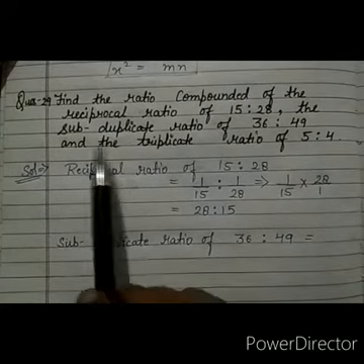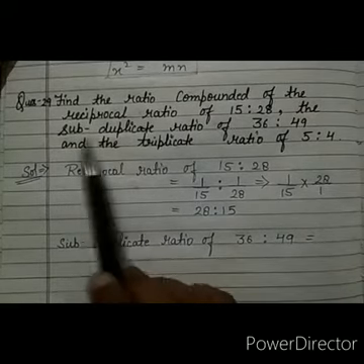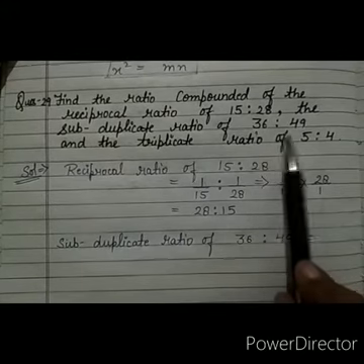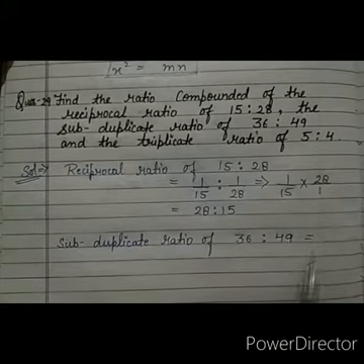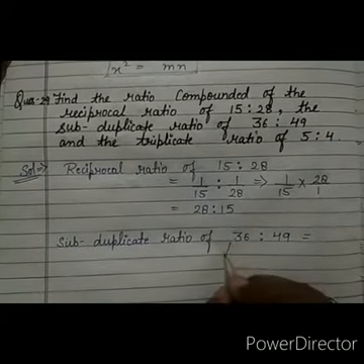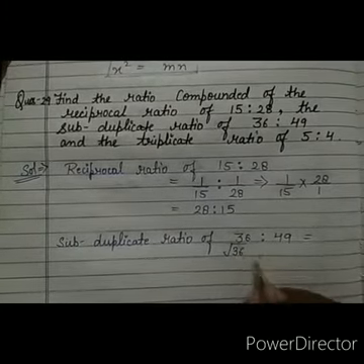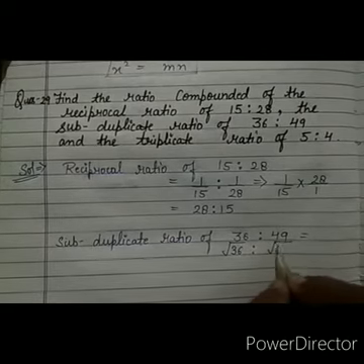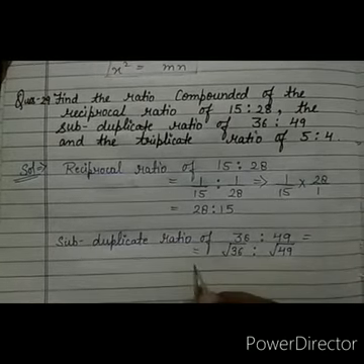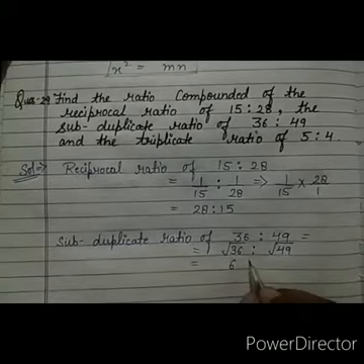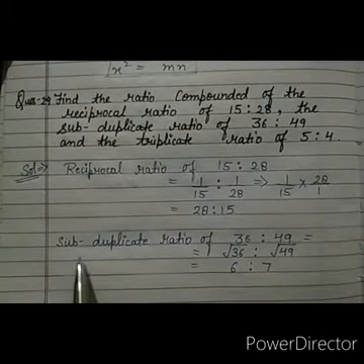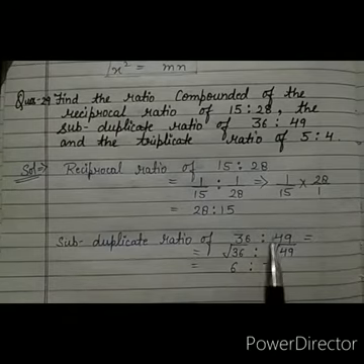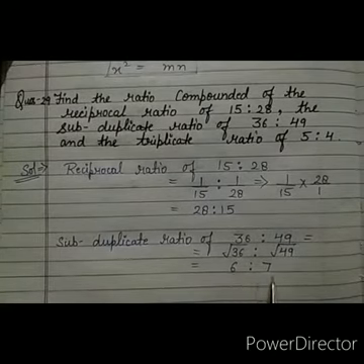Now second, we have to find the subduplicate ratio of 36 is to 49. For finding the subduplicate ratio of the given ratio, we have to find the square root of 36 is to the square root of 49, and we know that the square root of 36 is 6 and the square root of 49 is 7. So in this way the subduplicate ratio of 36 is to 49 is equal to 6 is to 7.